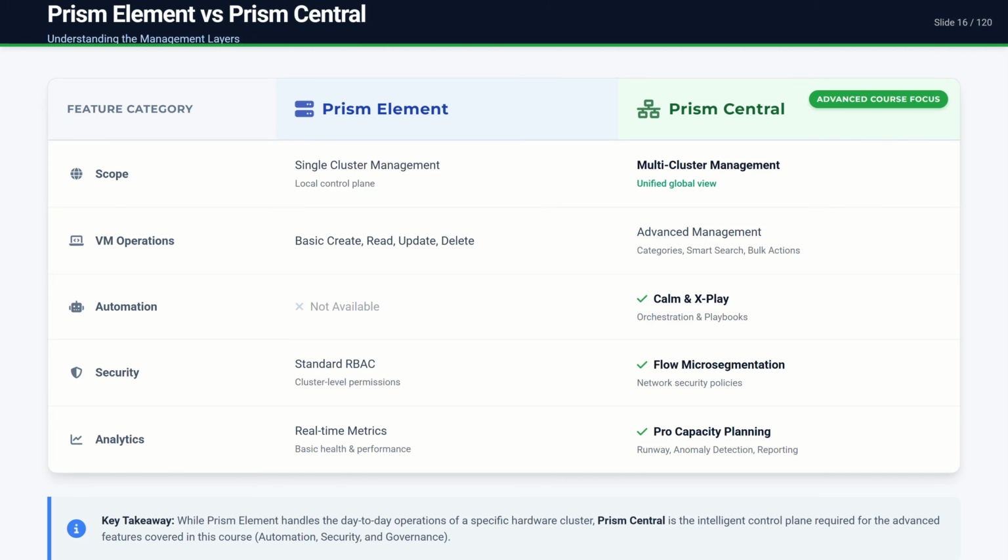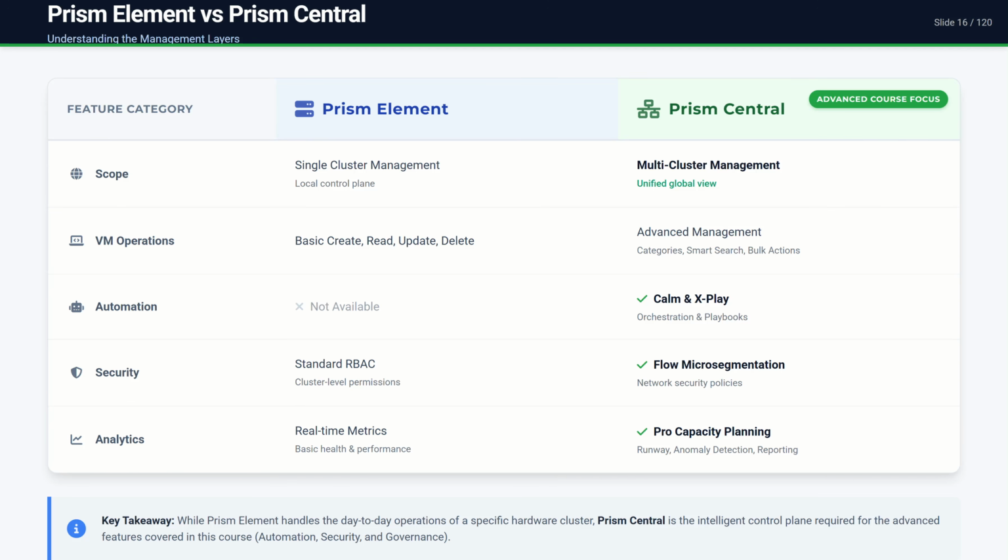Now, look at this key takeaway at the bottom. This is crucial. While Prism Element handles the day-to-day operations of a specific hardware cluster, Prism Central is the intelligent control plane required for the advanced features covered in this course: automation, security, and governance. So here is how to think about it. Prism Element is the foundation, essential for basic cluster operations. Prism Central is the intelligent layer, essential for enterprise-grade management, automation, and advanced features. You need both, but they serve different purposes at different layers of your infrastructure.